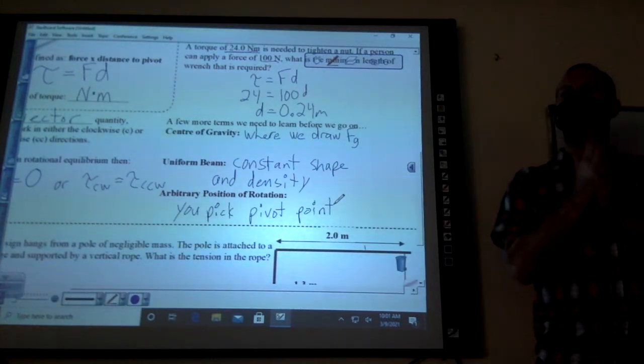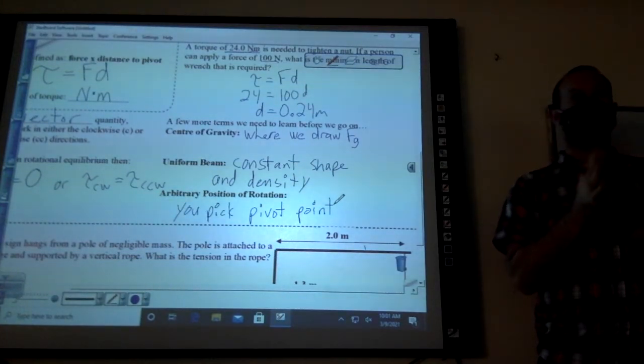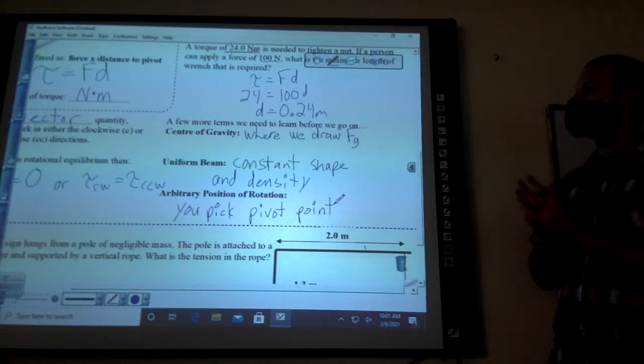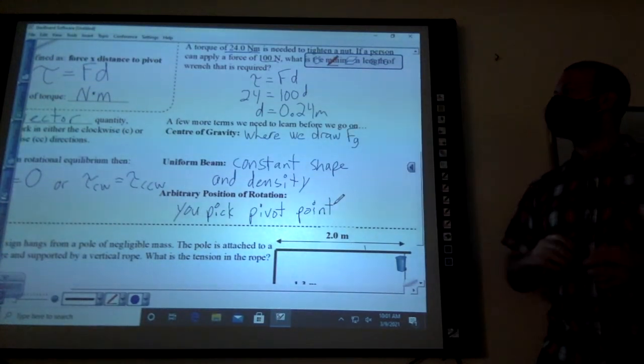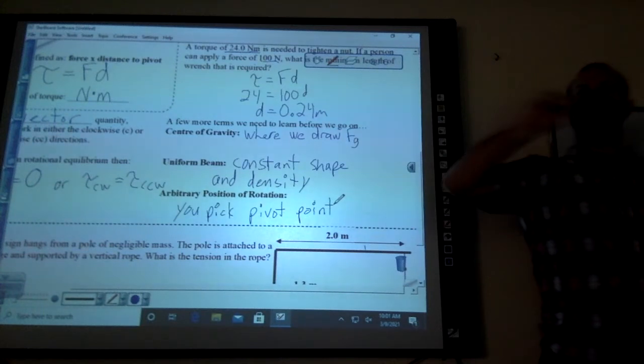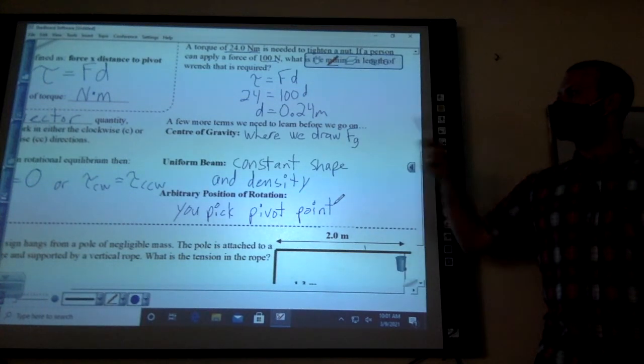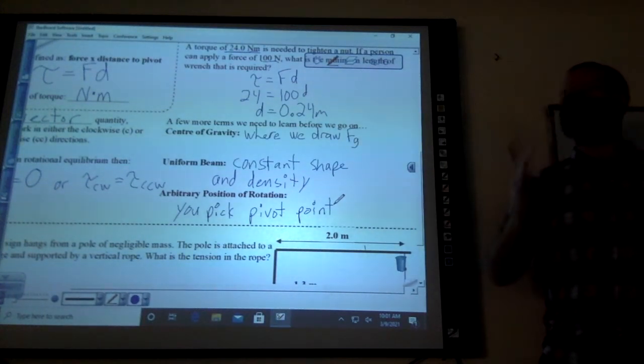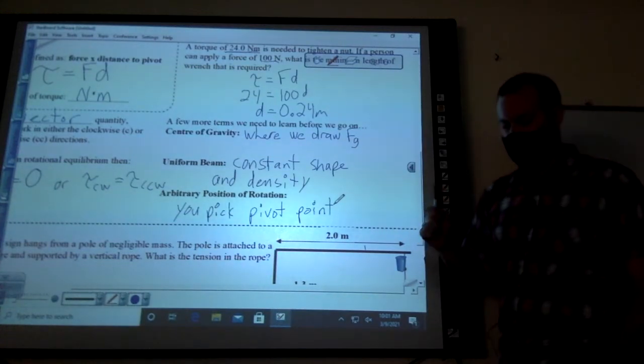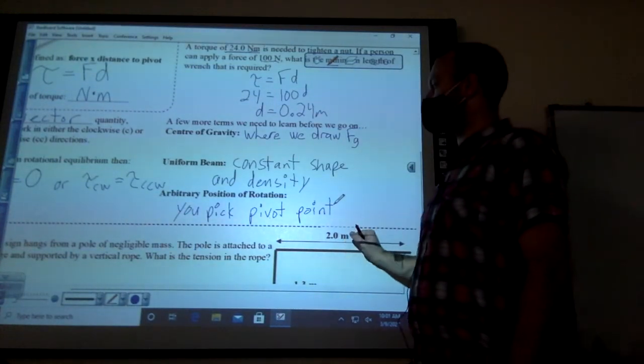Okay, so these three things are very important when we talk about torque and rotation. Center of gravity makes a difference, I need to know where to put Fg. Uniform beam tells me where that center of gravity is. Arbitrary position point, I will show you examples of where that is.